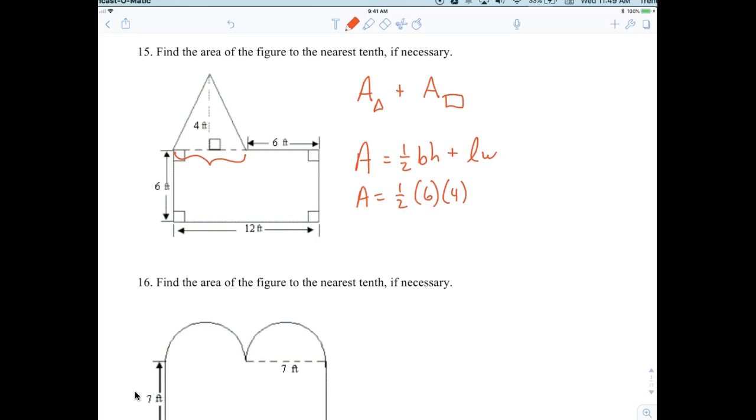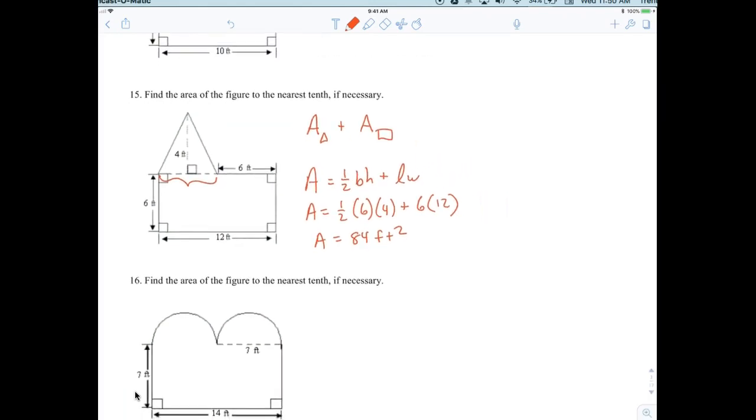Now, what's the length and width of the rectangle? 6 times 12. Everybody type that in. Somebody said 84. Does anybody agree with that? Yes. 84 what? Feet squared. 84 feet squared. Everybody good? All right, here we go. Skip to 17 now.